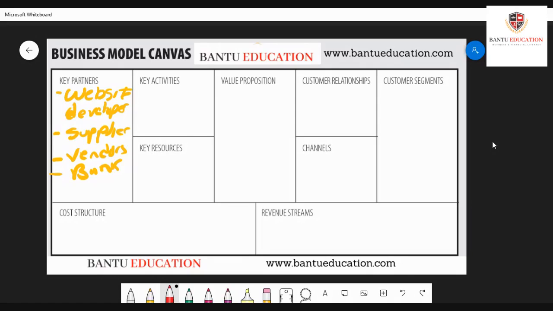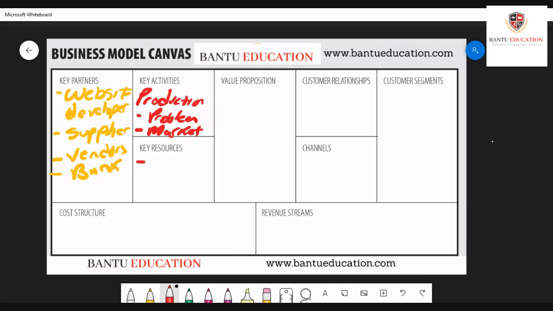So a key activity could be, for example, let's say you're producing something. Production could be a key activity. Let's say problem solving could be another key activity. What else could be a key activity? Basically, anything that you do in your day-to-day business that generates customers, that generates traffic to your project. So marketing could be a key activity.